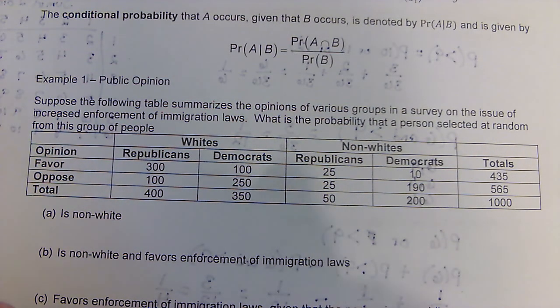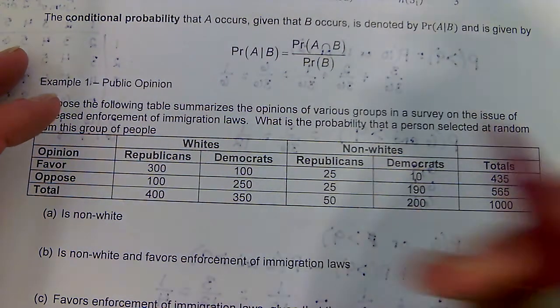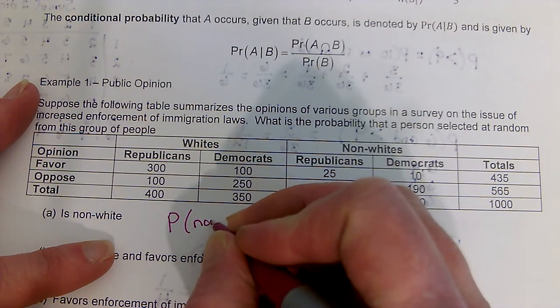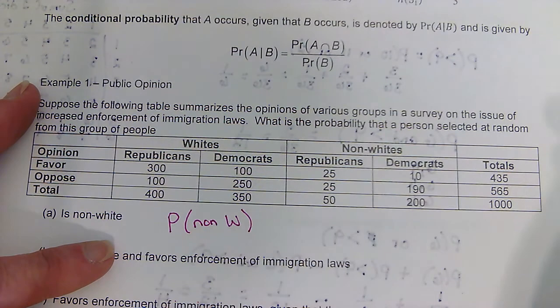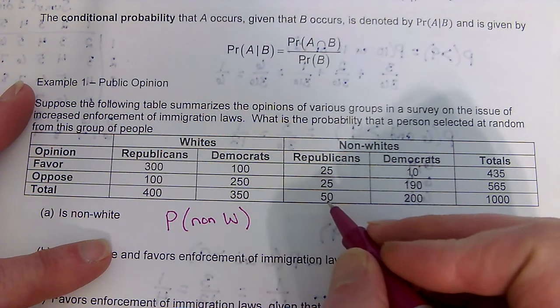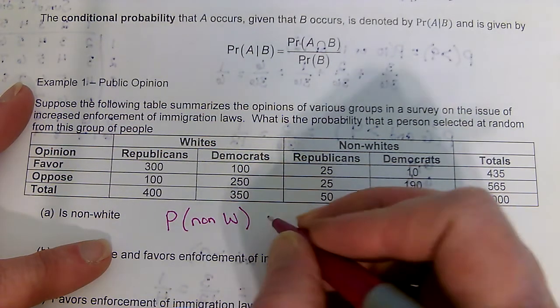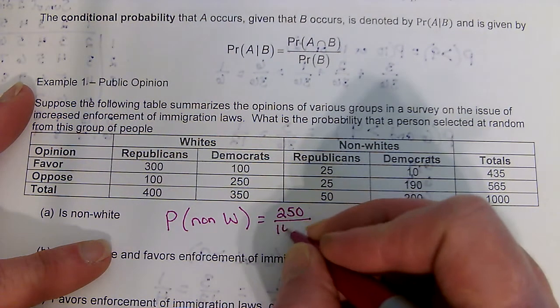Suppose the following table summarizes the opinions of various groups in a survey on immigration laws. What is the probability that a person selected at random from this group, first off, is non-white? Okay, so the probability of non-white, and I'll just put a W for white. How many people were non-white? Well, so there's 50 Republicans and 200 Democrats, so that's just 250 out of 1,000.